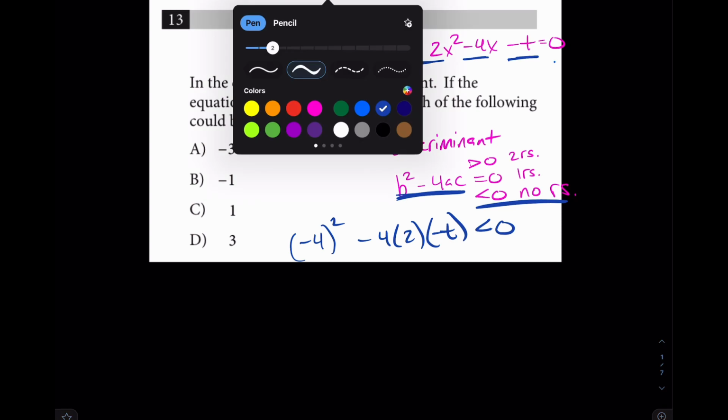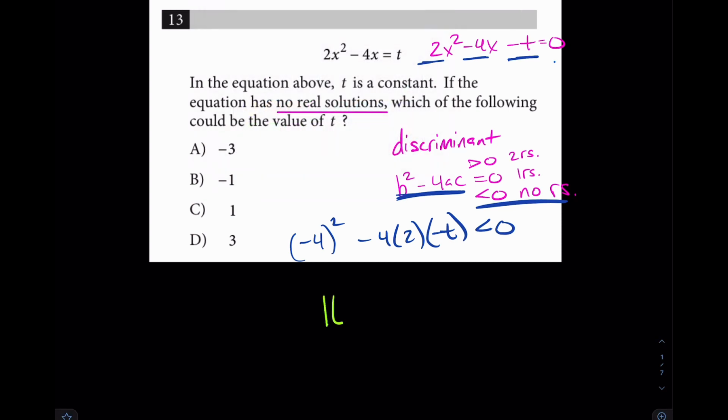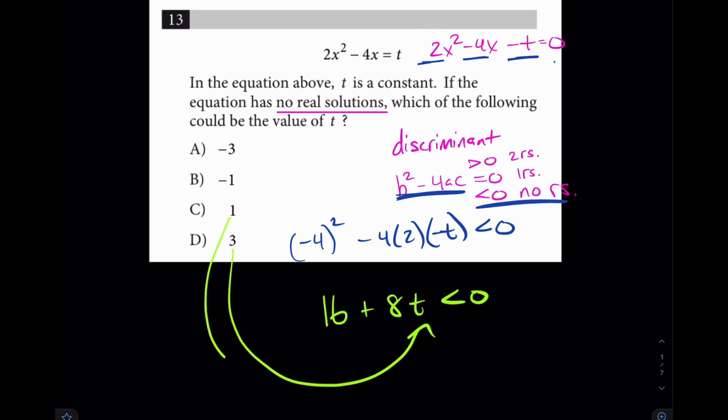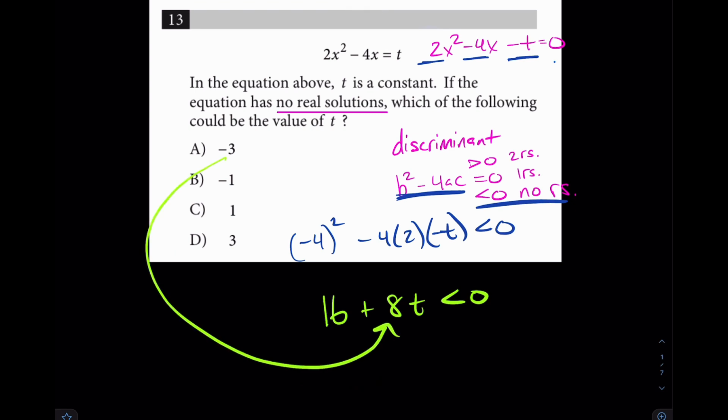Okay, well, at this point, what should we do? Well, at this point, we have 16 plus 8t is less than 0. So right off the bat, which answer choice makes sense here? Which one of these would make this go negative? Which values of t? I think it's going to be negative 3. But why? Well, first of all, 3 would make this go positive. 1 would make this go positive. Negative 1 would make this even go positive. Negative 3 is the only answer that actually satisfies this inequality. It would make it go negative. Right? So the answer here is A.